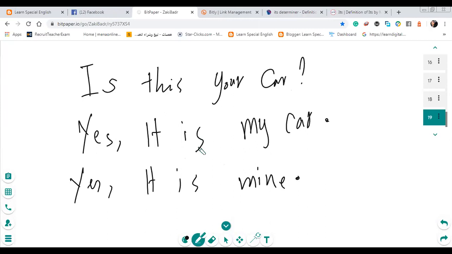Since we use the noun in the beginning, we know what we're talking about. So we don't need to repeat the same noun again over the sentences. It's not necessary to say my car again, because both of us know that we are talking about the car. So more correct is: it is mine. Is this your car? Yes, it is mine.